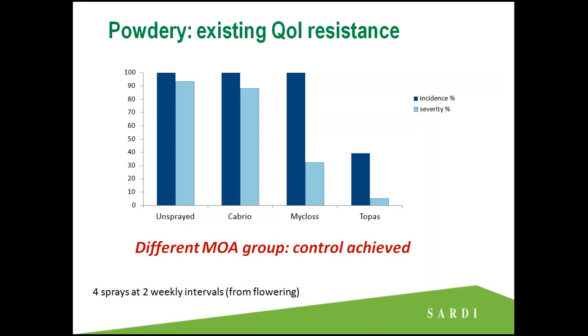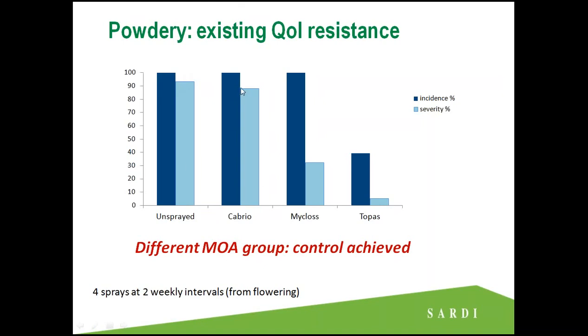This is one of our experimental sites here in South Australia, where we know we had genetic QI resistance. It's a site where QIs were sprayed extensively as part of research, so we're fairly sure that there's quite a lot of resistance there. So what I'd like to show here is that last year I sprayed just 4 sprays, at 2-weekly intervals from flowering, and the unsprayed had very high incidence, so the dark blue shows the number of bunches. Almost 100% of bunches had powdery and very high severity, so pretty bad.